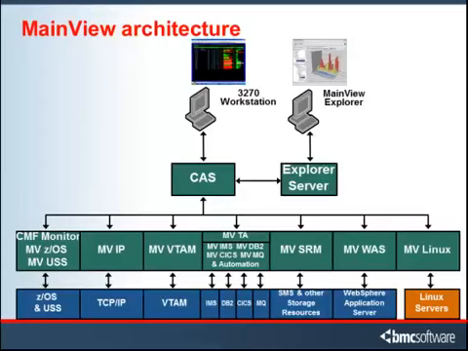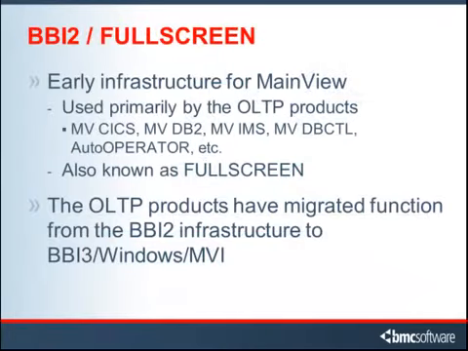MainView for IMS, MainView for DB2, MainView for CICS, MainView for MQ, and Auto Operator can all run in the same PAS or in separate PASs. It is the product address space that collects the data. The CAS manages the retrieval of the data needed to populate a view. The MainView Explorer connects to the CAS, and the same data is used for the 3270 as in the MainView Explorer. There are times when navigating in Windows that it will transfer to a full screen display.